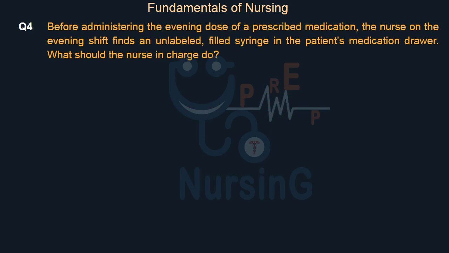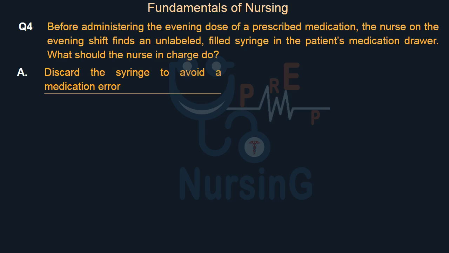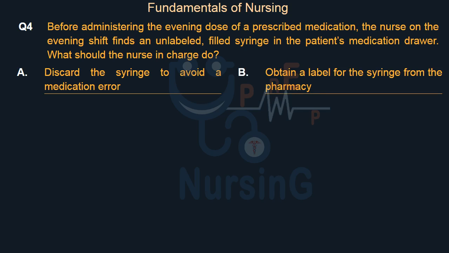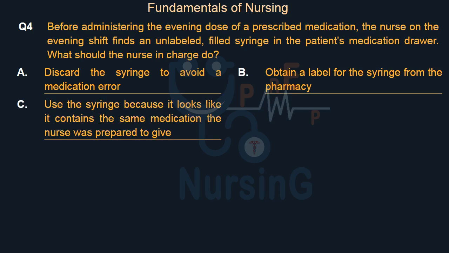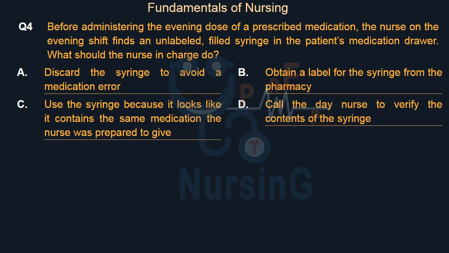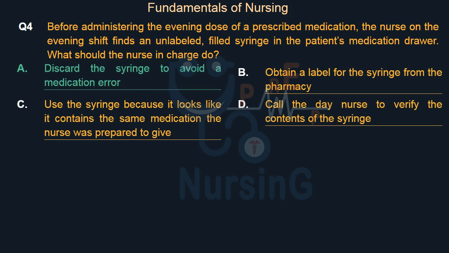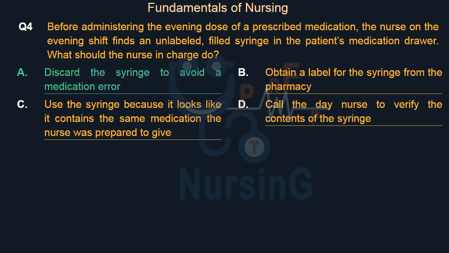Before administering the evening dose of a prescribed medication, the nurse on the evening shift finds an unlabeled, filled syringe in the patient's medication drawer. What should the nurse in charge do? Option A, discard the syringe to avoid a medication error. Option B, obtain a label for the syringe from the pharmacy. Option C, use the syringe because it looks like it contains the same medication the nurse was prepared to give. Option D, call the day nurse to verify the contents of the syringe. Right answer is Option A, discard the syringe to avoid a medication error.